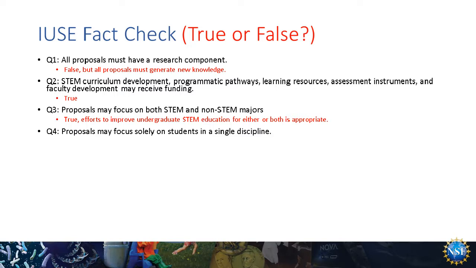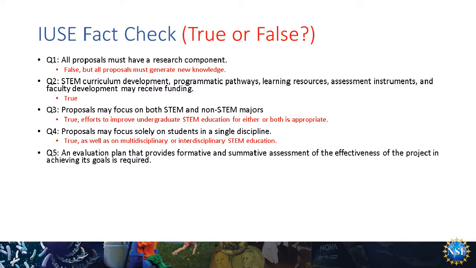Question number 4. Proposals may focus solely on students in a single discipline. This is also true. Proposals can focus on a single discipline. They can also be multidisciplinary. They can be interdisciplinary. Remember, the bottom line here is that we are trying to support projects that will improve STEM education at large. So it doesn't really make any difference if it's a single discipline, multiple disciplines, whatever the case may be.